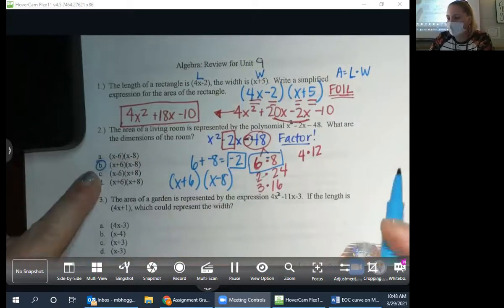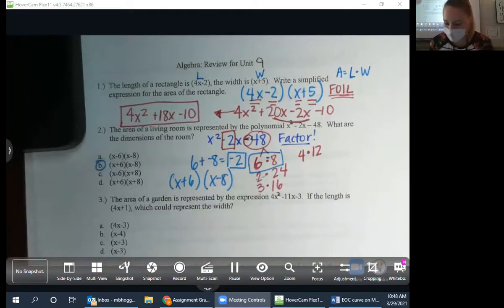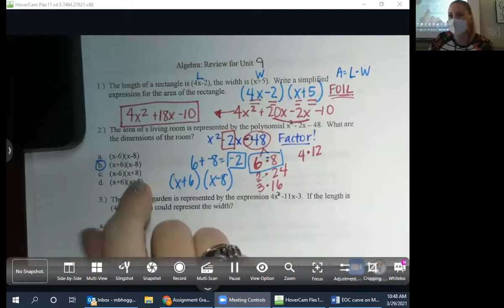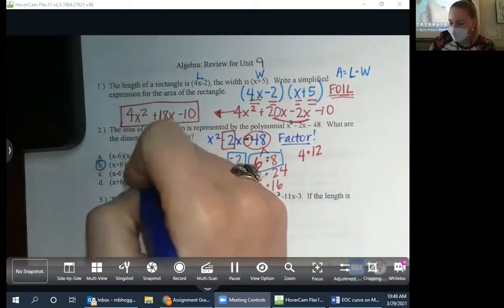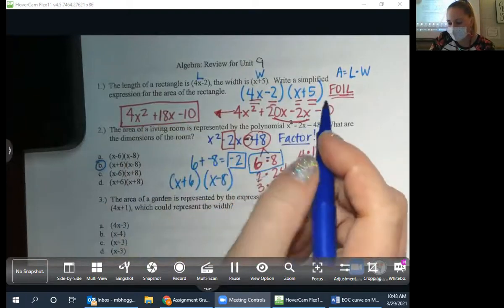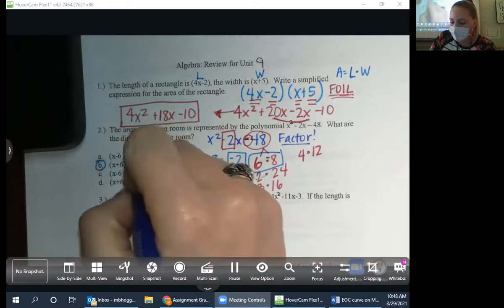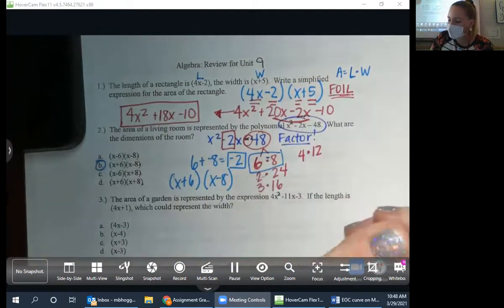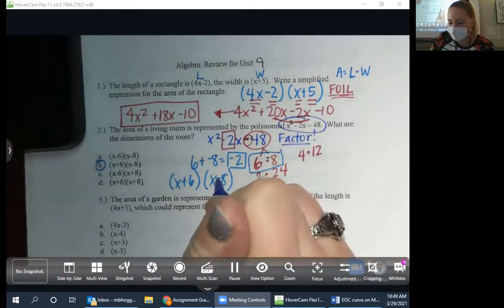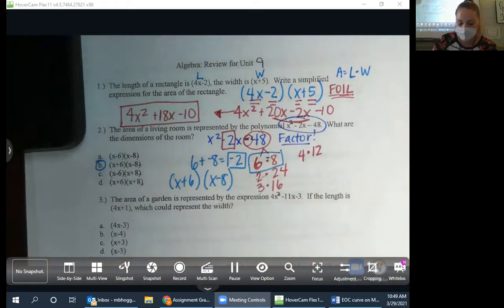Now, if you forgot how to factor, how could you also solve this problem? Could you FOIL every answer choice? Yes, you could FOIL every answer choice until you got the original trinomial for an answer, and that would do the same thing. But factoring is quicker if you remember how to do it.